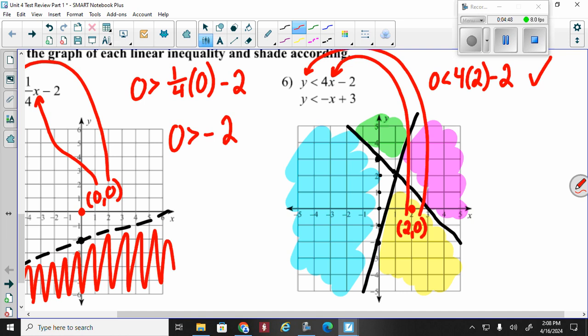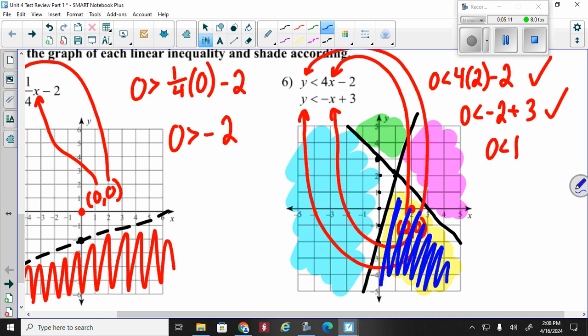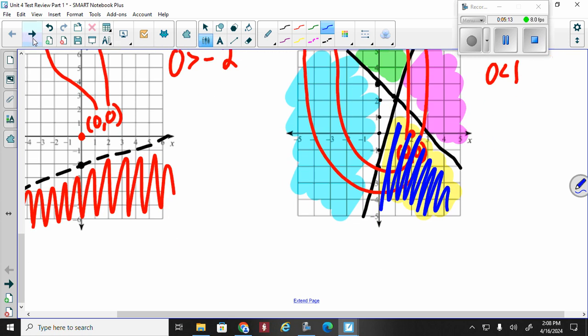All right. So now I'm going to do it for the bottom section, because remember, it has to be a true statement for both of them. So that'll be 0 is less than negative 2 plus 3. Does that make a true statement? Yes, it does. Because if I simplify, that would be positive 1. So that is a true statement. So that means yellow is my section that I would color in. So there we go.